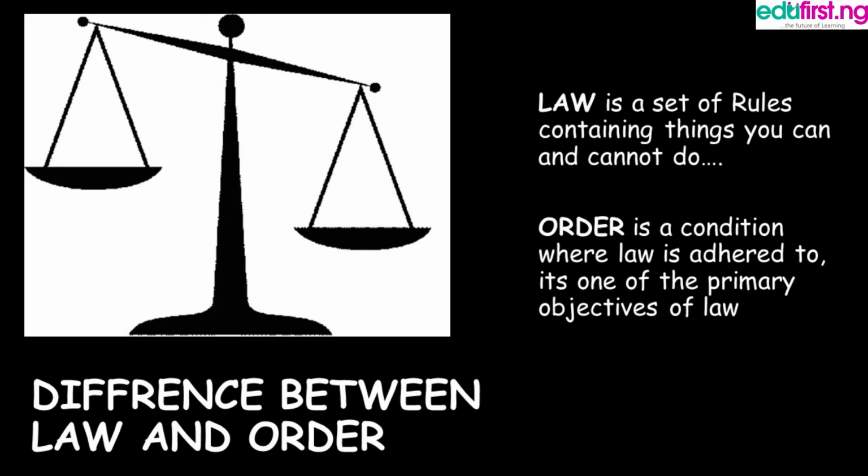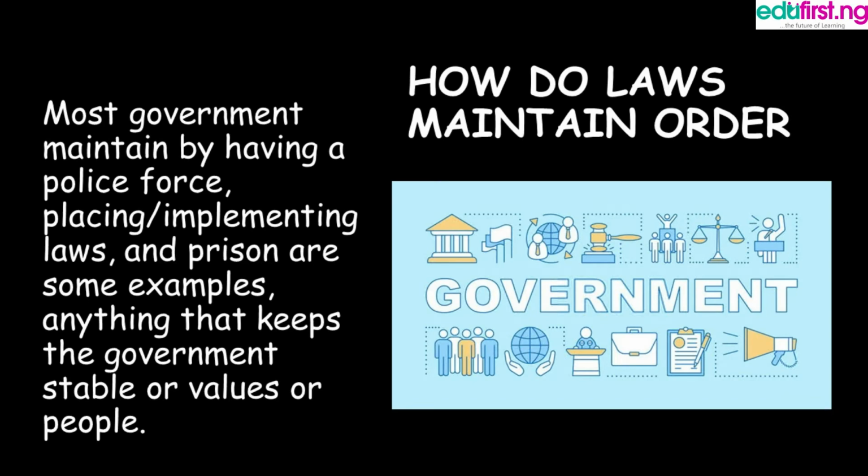So, how do laws maintain order? We're talking about how the laws maintain order here and not how to maintain law. We said most governments maintain order by having a police force or security personnel, and implementing laws, and prisons are some examples. Anything that keeps the government stable or protects the people.